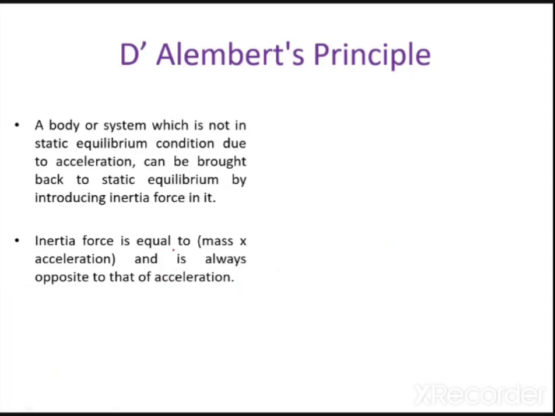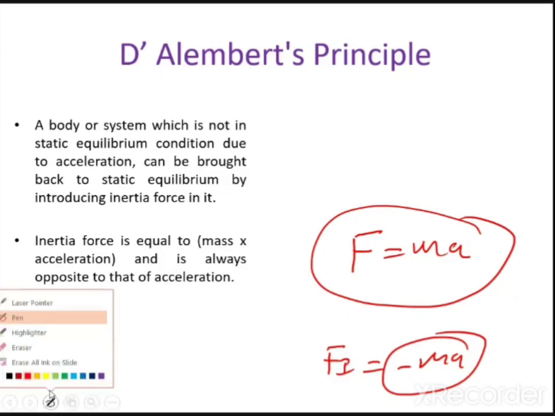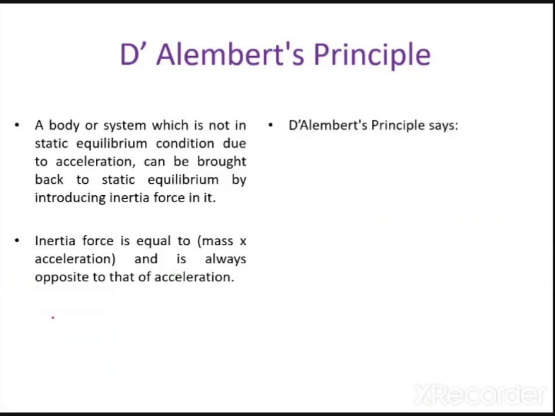So it is always equal to the mass and acceleration and is always opposite to the acceleration. Means F is equal to m into a, this is the accelerating force. Then Fi is nothing but minus ma, that is minus m x double dot. Very simple, right? So inertia force is always opposite and equal to that of the acceleration. Clear? Now D'Alembert's principle says, what is the statement?